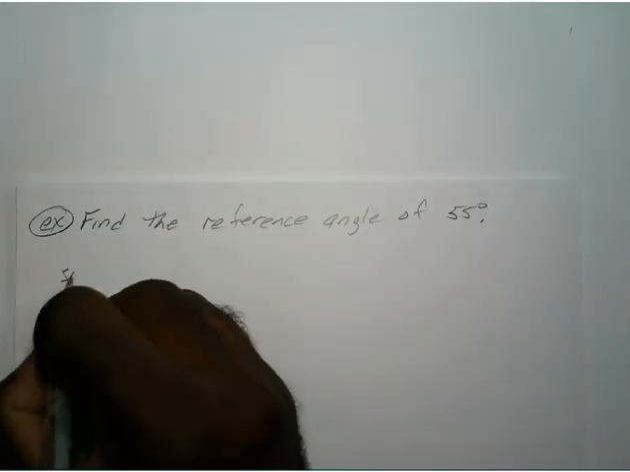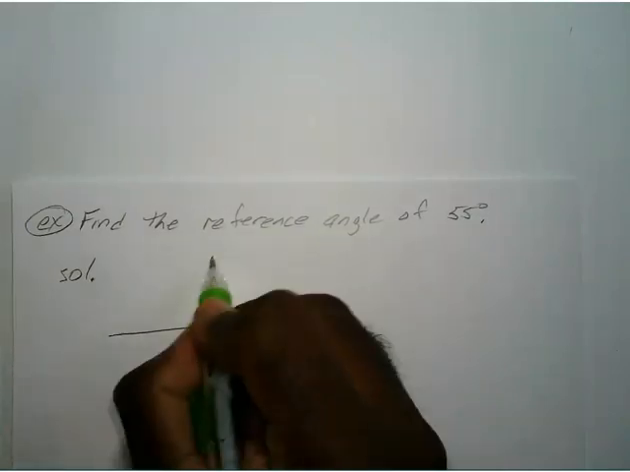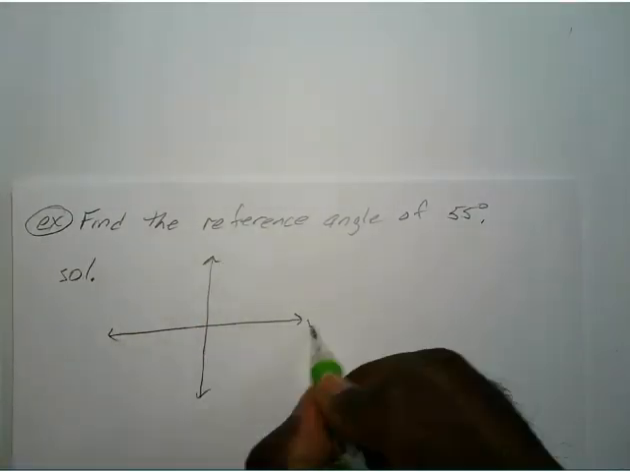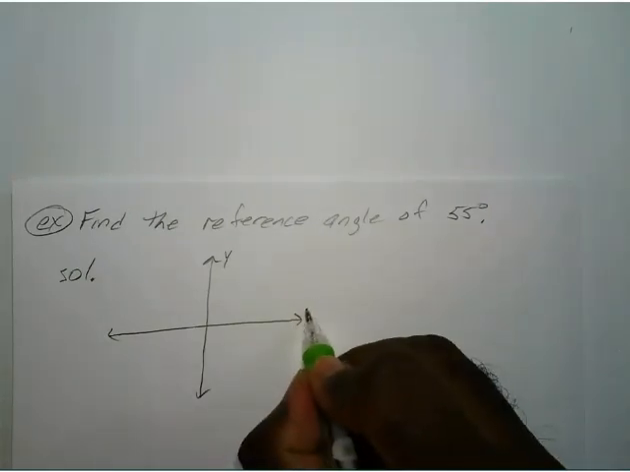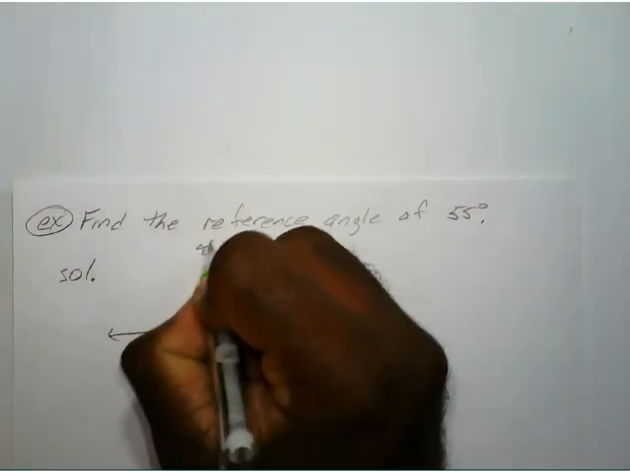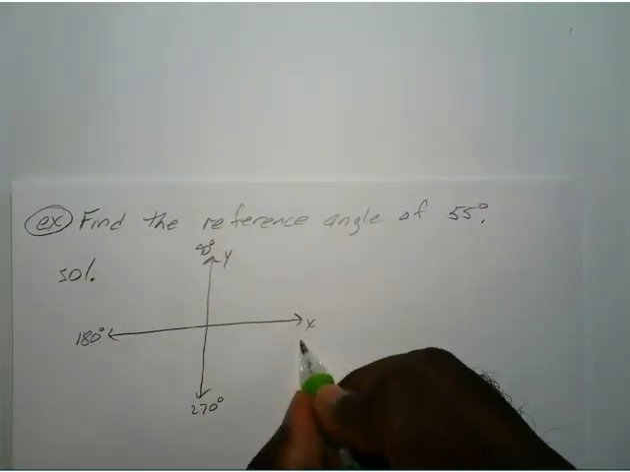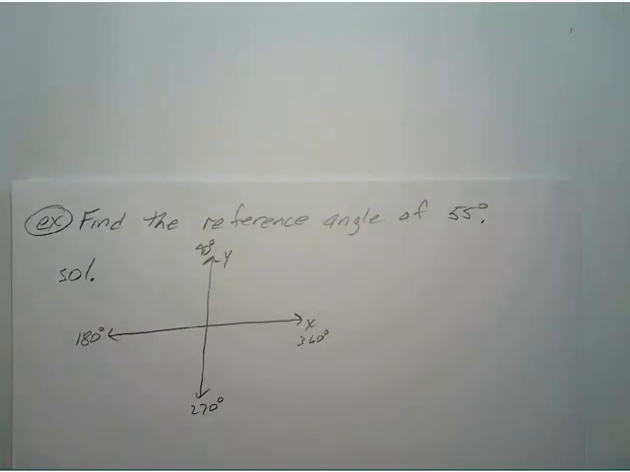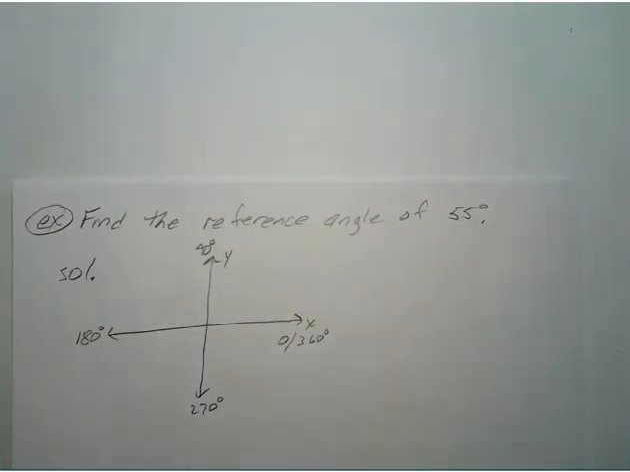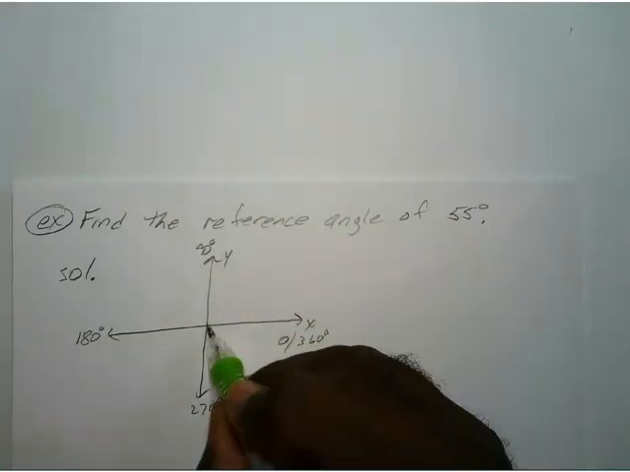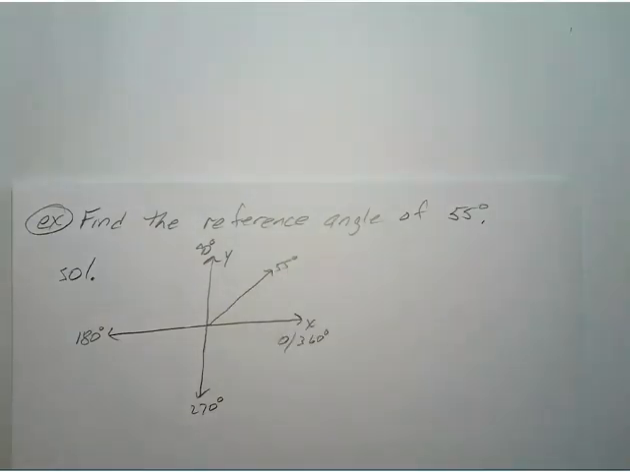For this one, again, just to help you visualize, we have our x and we have our y. Again, this is starting at 0. We have 90 degrees, 180 degrees, 270, and a full circle is 360 degrees. So that means 55 is somewhere between 0 and 90. So 55 could be somewhere around here. Again, doesn't have to be perfect. We just have to know what quadrant.